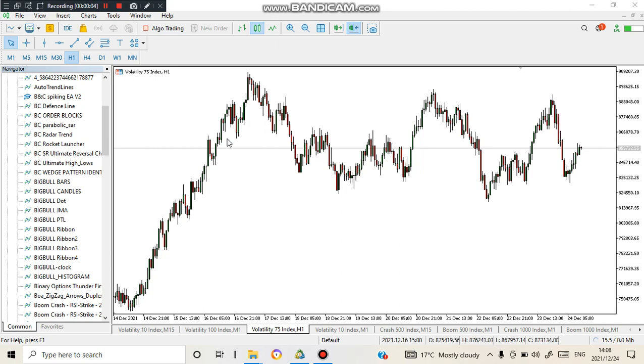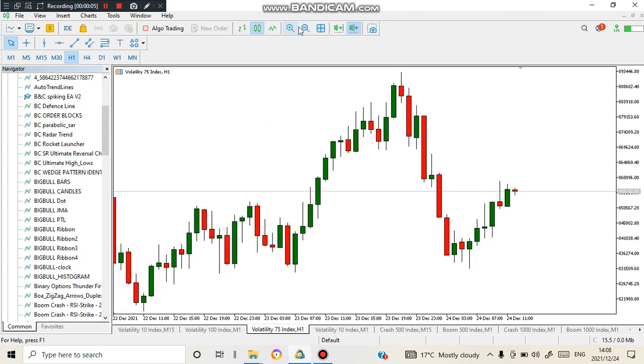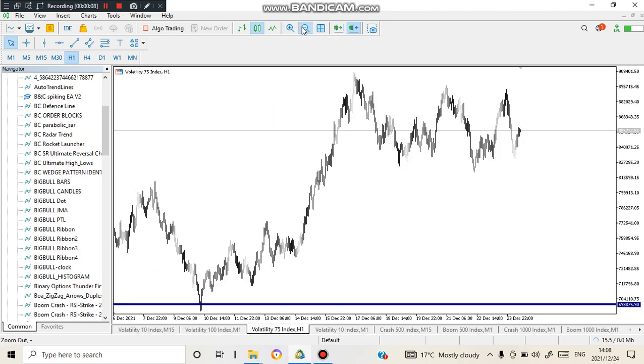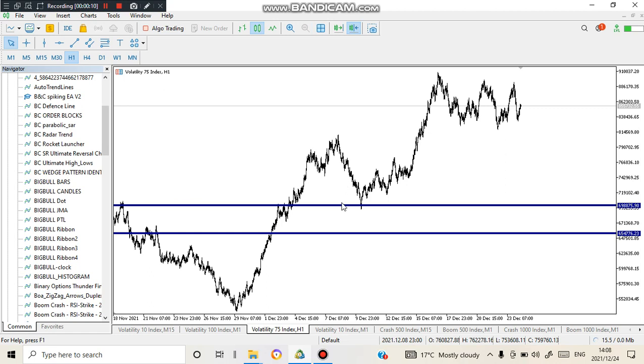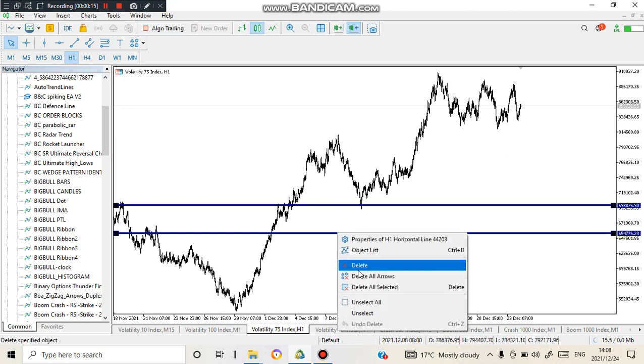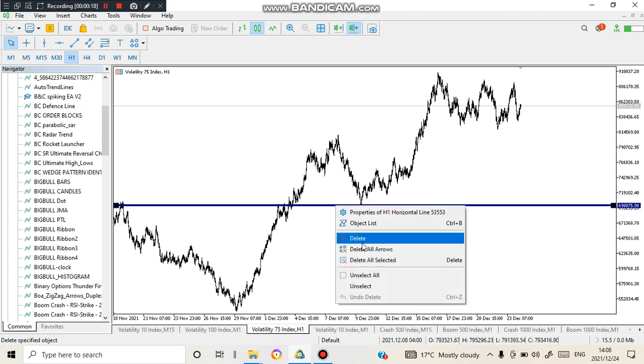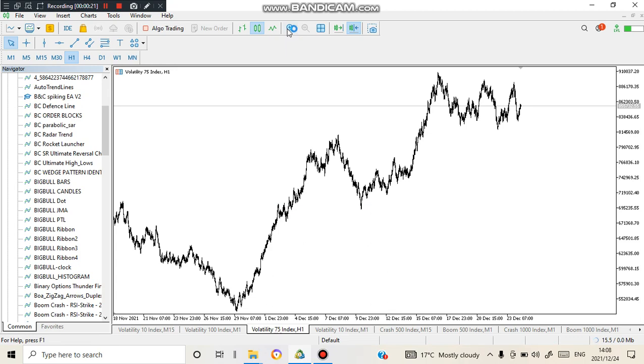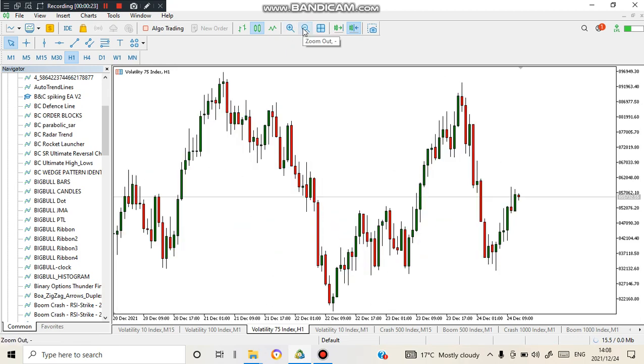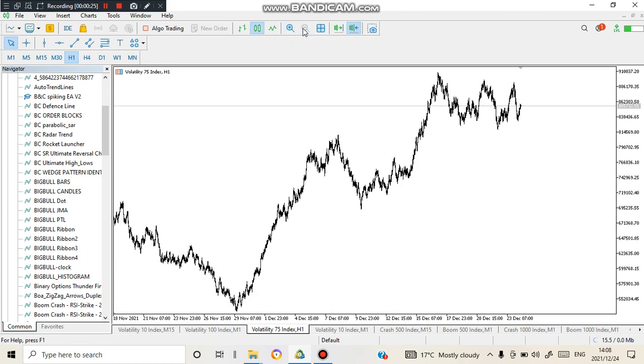Okay, so in today's video I'll be giving you guys the analysis that you can use. Make sure to watch this video until the end. As you guys can see, I'm currently on volatility 75 on the 1 hour time frame. I'm just going to remove these horizontal lines. Now, what I want you guys to do for me is, if you're watching this video from your phone, make sure to rotate your screen so that you can have the best quality.